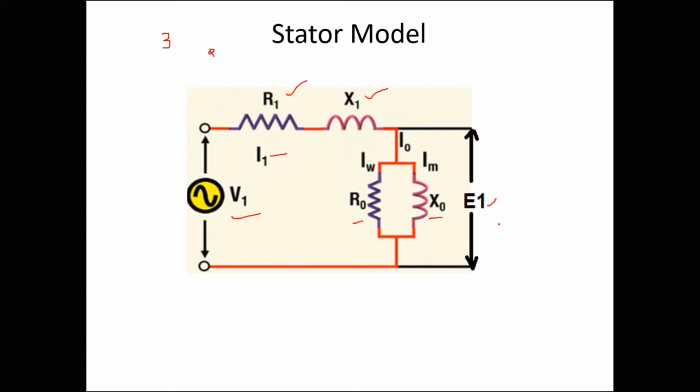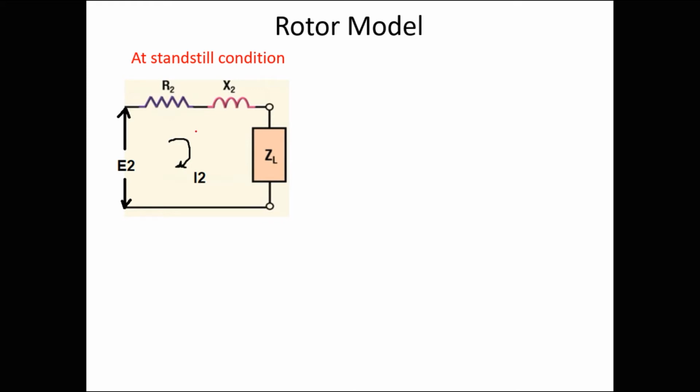Now we'll move on to the rotor model. For understanding the behavior of the rotor, we have to consider two conditions: one is standstill and the other is running condition. In standstill, we all know it is going to behave just like a stator. In a transformer, we have the secondary winding connected with a load. The same behavior we can observe at the standstill condition for a rotor in a 3-phase induction motor.